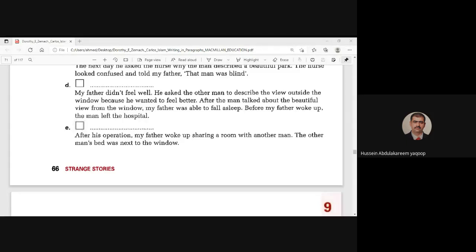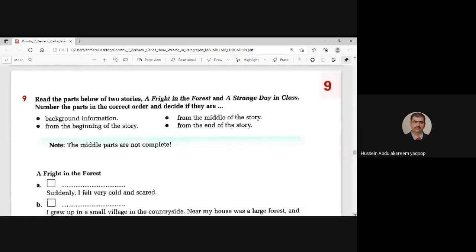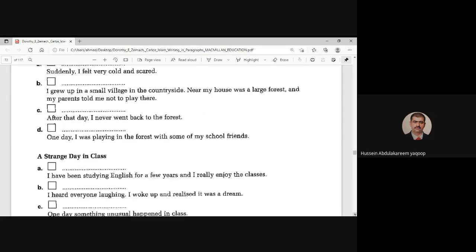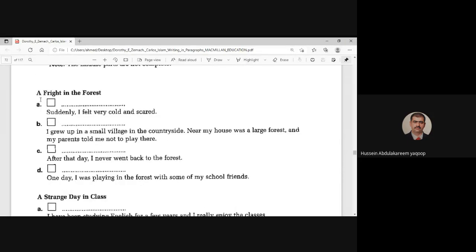That's okay. So now up to now we have the 4 parts, and each part is represented by an example, or maybe more than one example, to clarify the meaning of the background, the beginning, the middle, and the end. Here we have another practice. We have two short stories. As you see, 2 short stories. Here we have part A: A Fright in the Forest. Again, here we need to do the same thing we did on page 66.